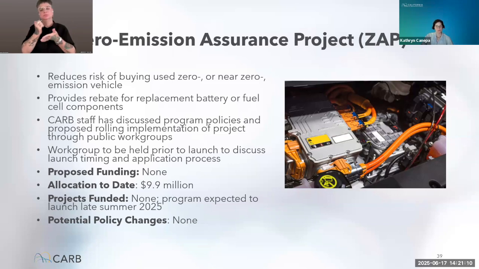It helps complement Clean Cars for All and DCAP by helping to alleviate low-income residents' concerns about premature battery degradation, resulting in reduced vehicle performance, vehicle depreciation, and costly repairs. In our last 2 public work groups, CARB staff discussed eligibility, policies, and proposed implementation for ZAP. Staff plans to hold one last public work group to discuss launch specifics with the goal of launching the program by the end of the summer. $9.9 million was allocated in 2022, and no new funding has been allocated this year. Next slide, please.